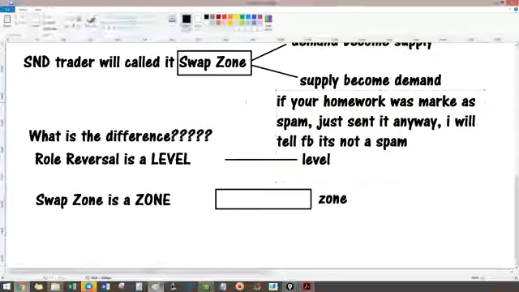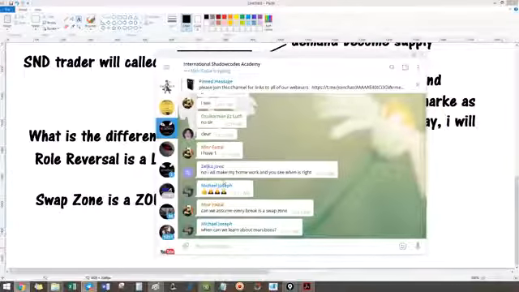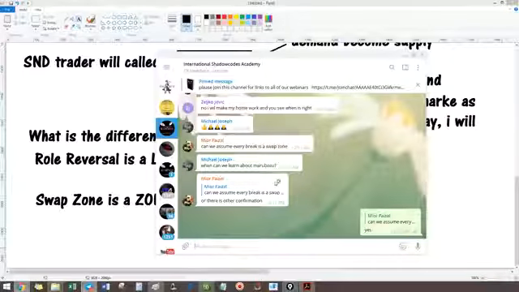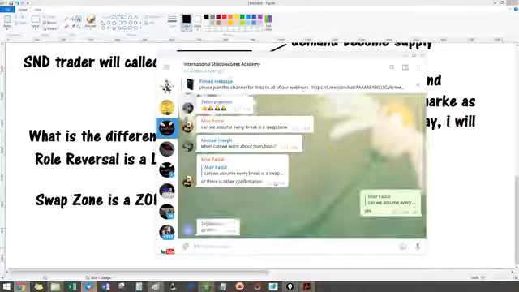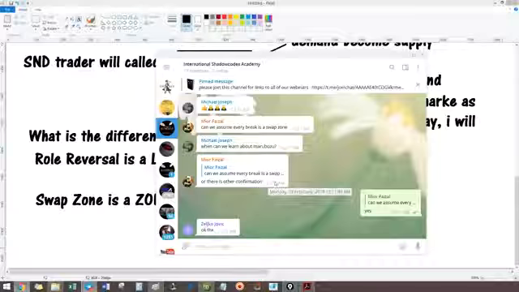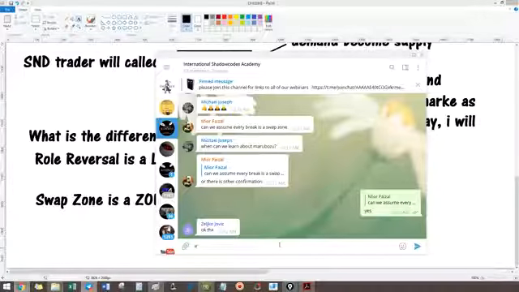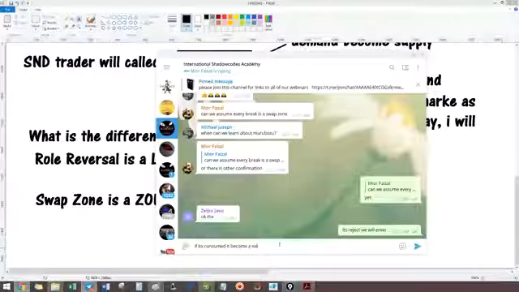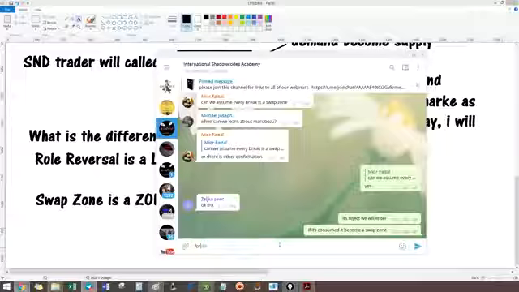Can we assume every break is a swap zone? Yes. When we learn about Marubozu later, or is there any other confirmation? No. You just need to wait for it to break. If it's rejected, we will enter. If it's consumed, it becomes a swap zone for a new setup.